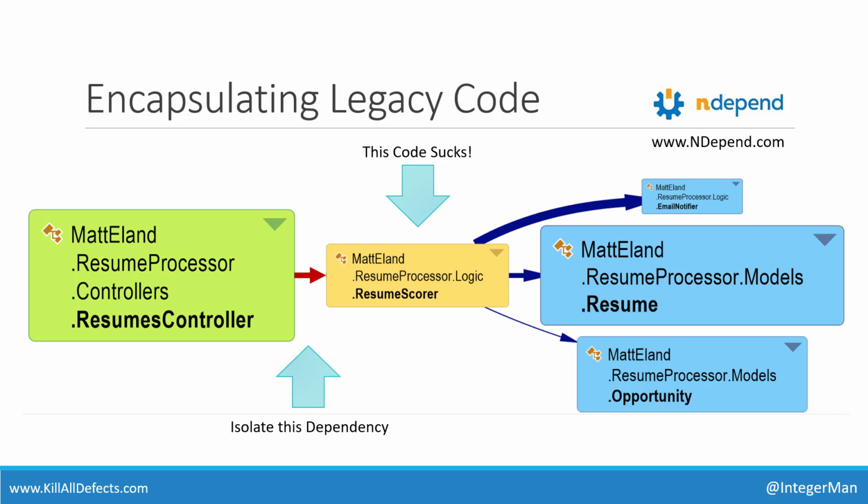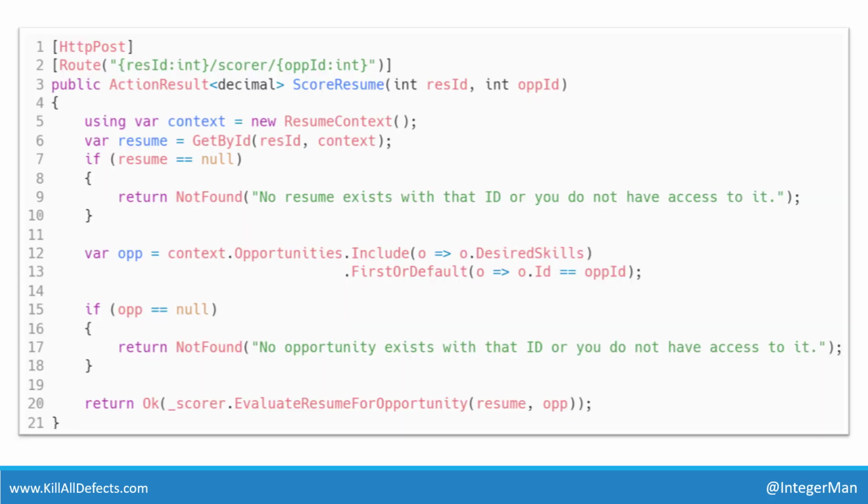If you're familiar with Web API controllers, they look something like this, right? You have an HTTP POST or GET or whatever, a route, and a method. Then all the way at the bottom, line 20, we have this score, evaluate resume for opportunity. This is where we're using our resume scorer. It's really the only line where we use our resume scorer in my sample application, and this is what we want to isolate from the rest of the application.